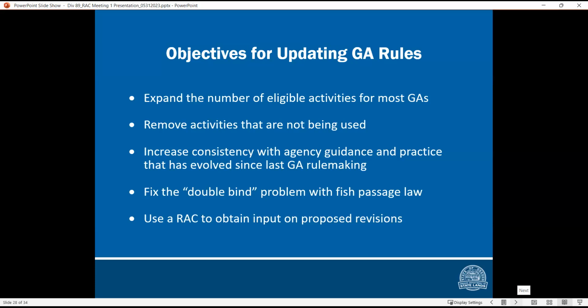We're proposing to remove some activities that just no one's ever applying for. No one's using it. If no one's using it, why keep it in there?